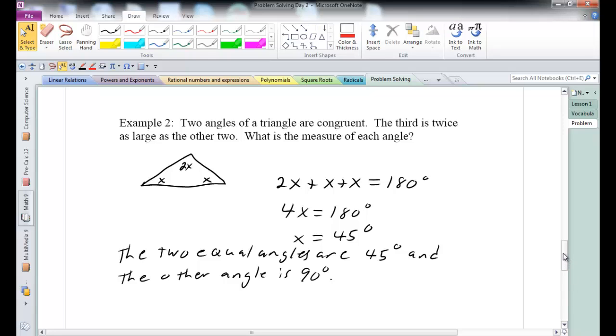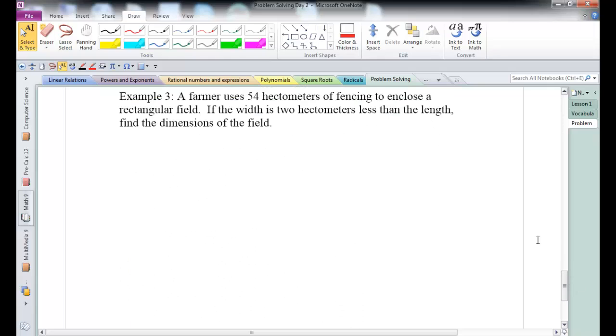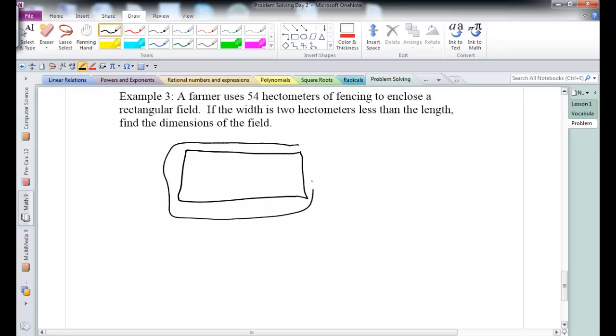Let's go to example 3. A farmer uses 54 hectometers of fencing to enclose a rectangular field. If the width is 2 hectometers less than the length, find the dimensions of the field. Alright, always draw a diagram on these. We've got a rectangular field, and the distance around it is 54 hectometers.